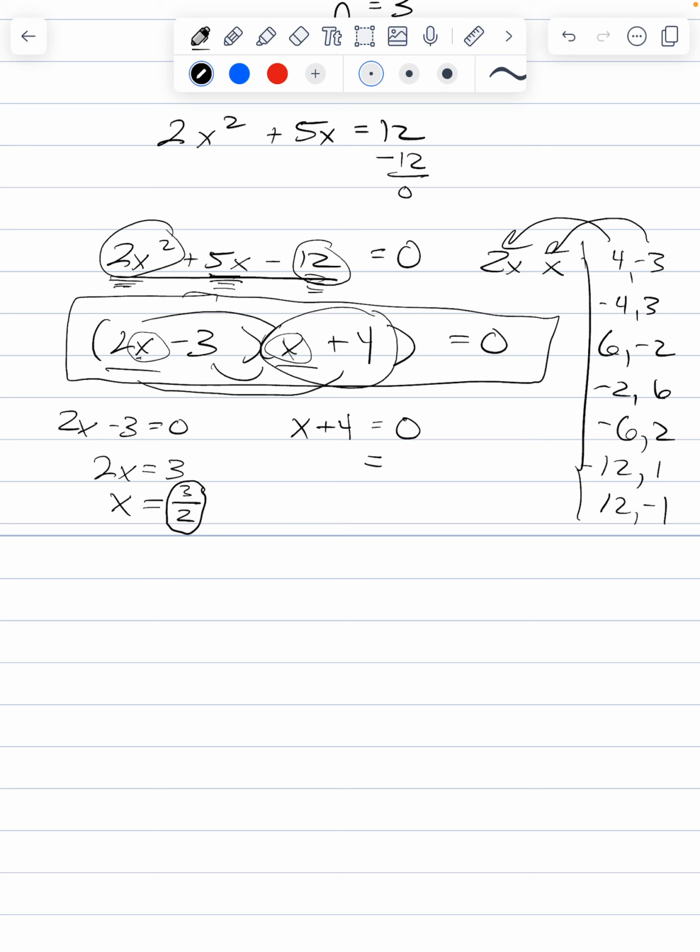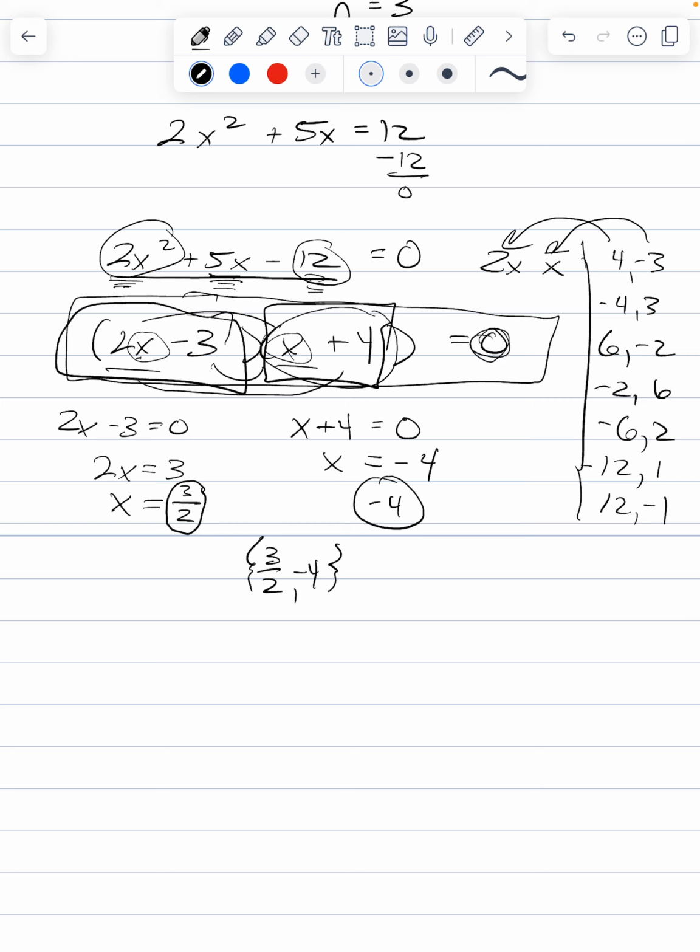Over here, I've got to find out what x would have to be to make this binomial factor 0. I have to subtract 4 from both sides. Well, that's pretty clean. Negative 4. So the solution set for this one is 3 halves or negative 4. If x is equal to 3 halves, then the first binomial term would be 0. If x is equal to negative 4, then the second term would be 0. If either of them is 0, then it makes the equation true because of the multiplicative property of 0.